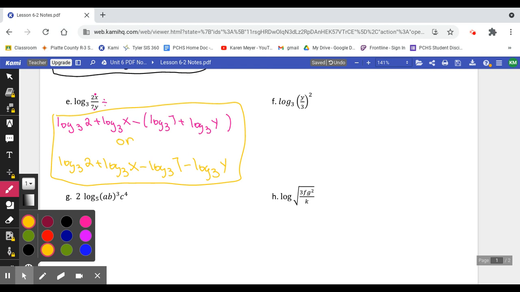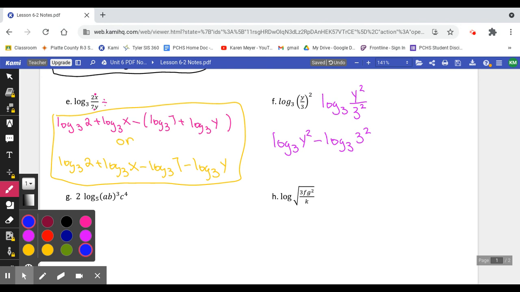Okay, on the next one, I see this little power outside the parentheses. So that means it has to go to the top and the bottom. So I'm going to think of the original problem as being log base 3 of y squared over 3 squared. So now I see division, and division I'm going to change to subtraction. So log base 3 of y squared minus log base 3 of 3 to the second.